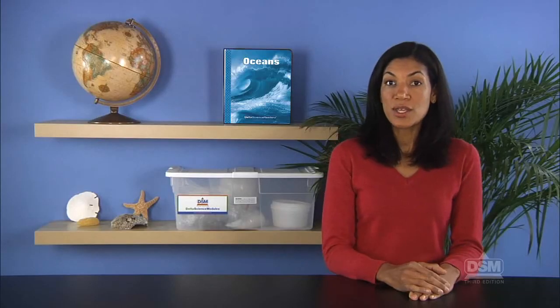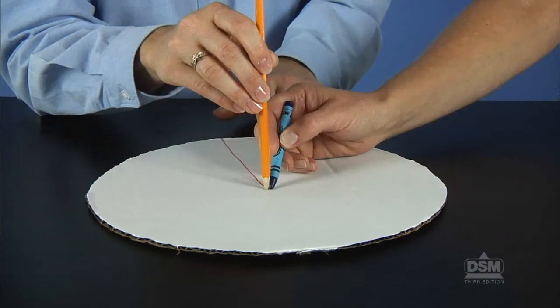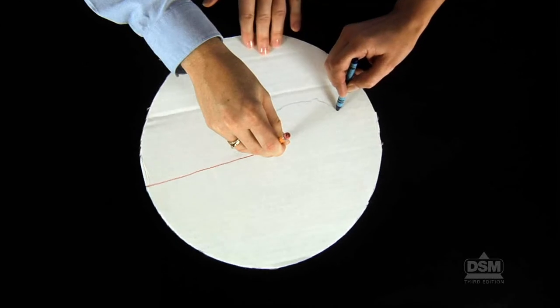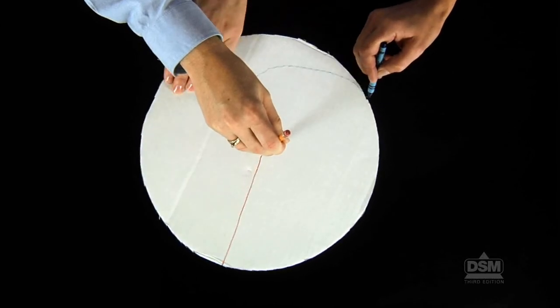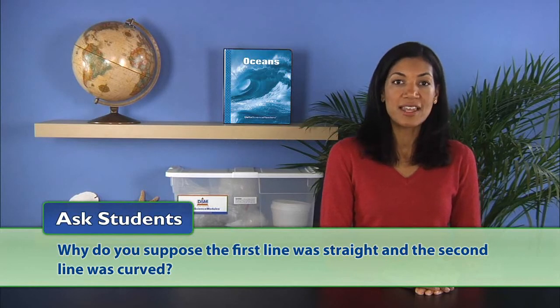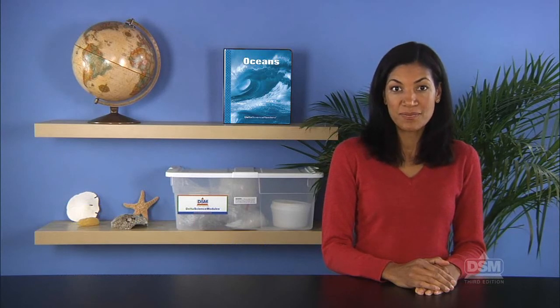Next, slowly spin the circle in a counterclockwise direction. Instruct the student to use the blue crayon to try to draw a straight line from the center of the circle to the rim. Ask, why do you suppose the first line was straight and the second line was curved? Students should understand that spinning the circle caused the line to be curved.